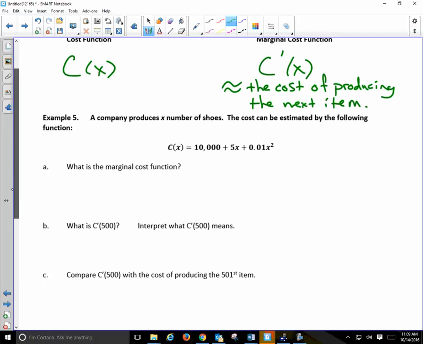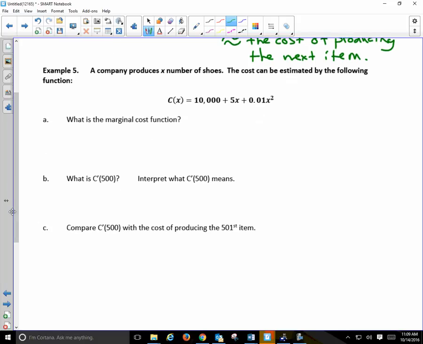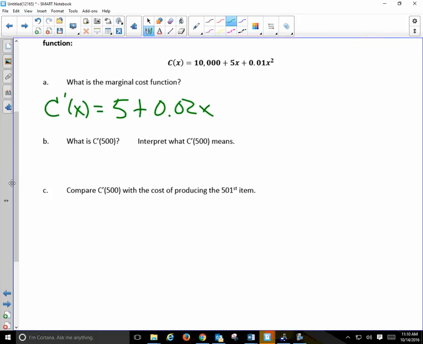So, company produces x number of shoes. Cost can be estimated by the following function. Right here. What is the marginal cost function? What would I do? Derivative, C prime of x is equal to what? So, what is C prime of 500?